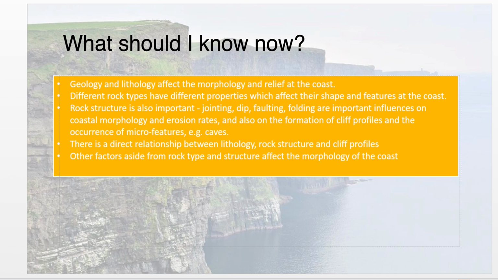So you should be able to talk about a vertical cliff profile, shallow dips or dips angling towards the coast or away from the coast, and how these lead to differing rates of erosion. You should be able to talk about the direct relationship between lithology, rock structure and cliff profiles. And you should keep in mind, although we haven't talked about it yet, that while geology and lithology are exceedingly important in shaping cliff and beach profiles, other factors aside from these things affect the morphology of the coast.